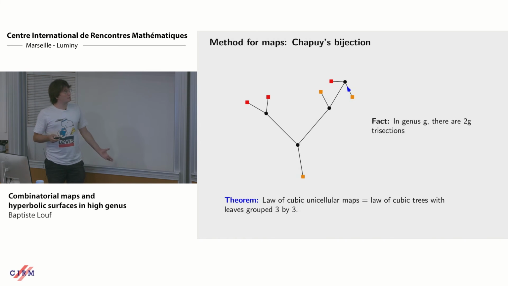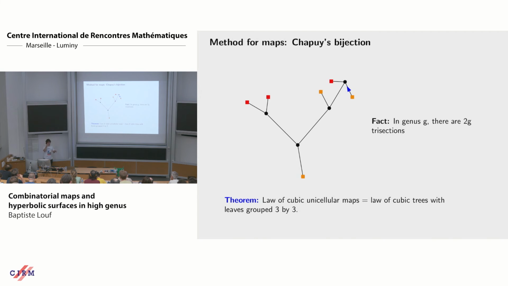And the theorem is that with the bijection, the probabilistic version of it is that the law of the cubic unicellular maps is just the law of cubic trees when you group the leaves 3 by 3, uniformly. And what I mean by that is that you get the law of the underlying graph, which is all we need for counting curves. We don't need the embedding.